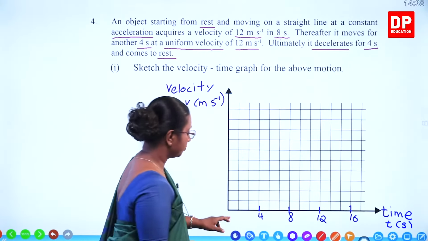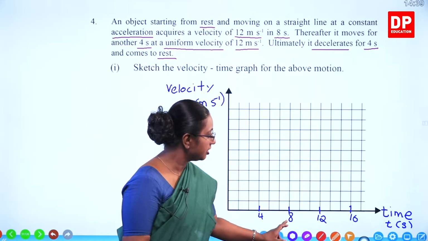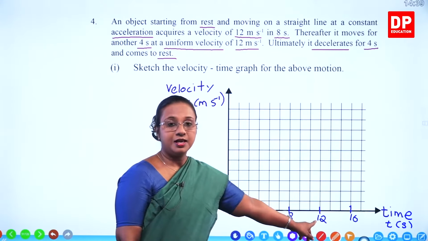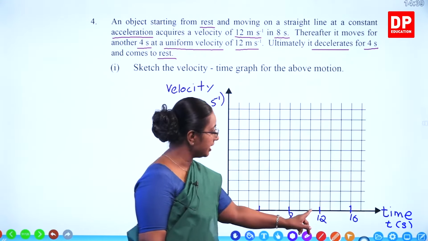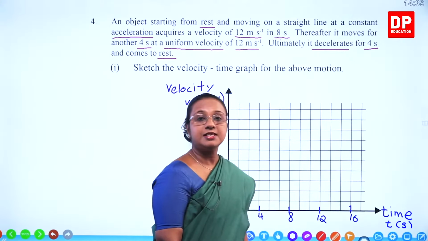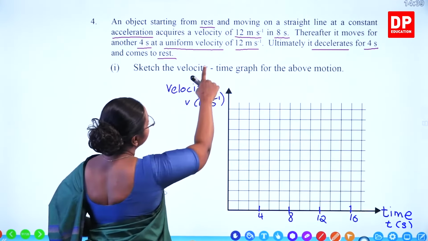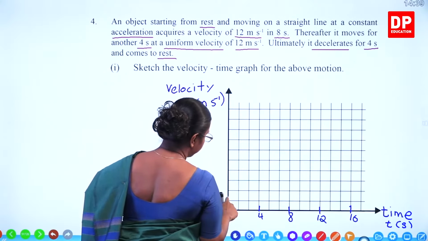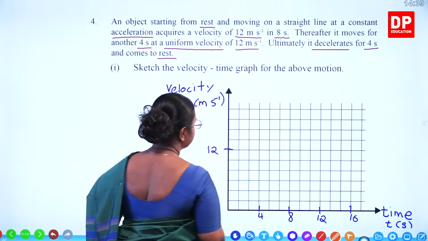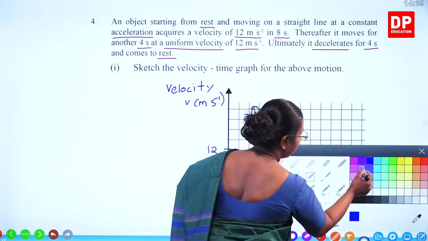And 16. So, the first 8 seconds with constant acceleration, for another 4 seconds, so that means 8 plus 4, 12, it goes with uniform velocity, and finally for the last 4 seconds, that is up to 16 seconds, it will be deceleration. And then if we mark the value of velocity, 12 meters per second, then we will have to plot the graph.